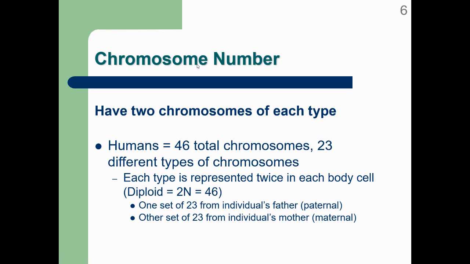Half of our chromosomes are similar to the other half because we got one of each, one from mom, one from dad. We call those homologous chromosomes. So number 1 from mom is homologous or similar to number 1 from dad. Number 2 from mom is homologous to number 2 from dad. They're similar.